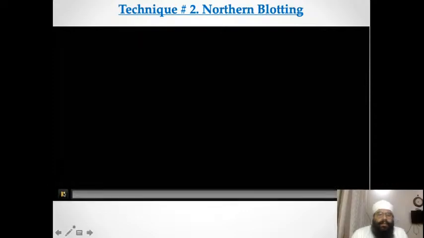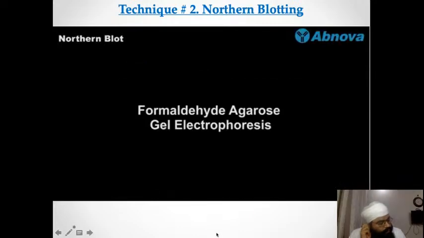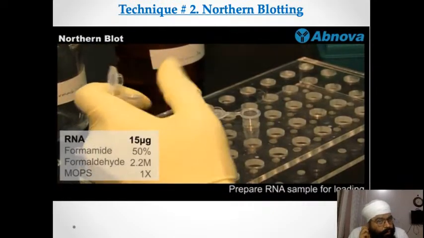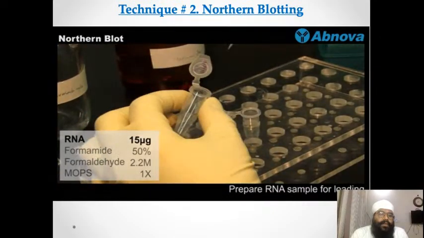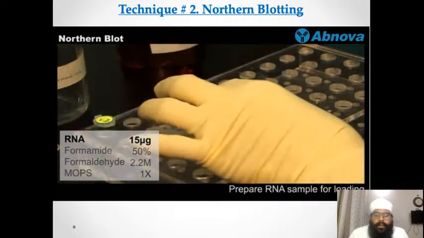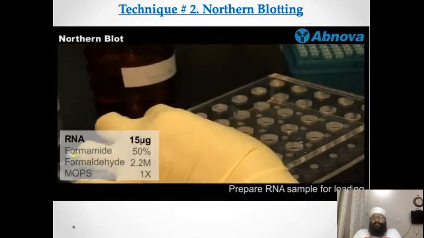So it's the same method. Let's see a video about it. But instead of the chemicals that we used before, there will be some slightly different chemicals. So we prepare the RNA sample for loading first, with 15 microgram RNA, formamide, formaldehyde and MOPS. So we will add these four reagents to prepare our sample.